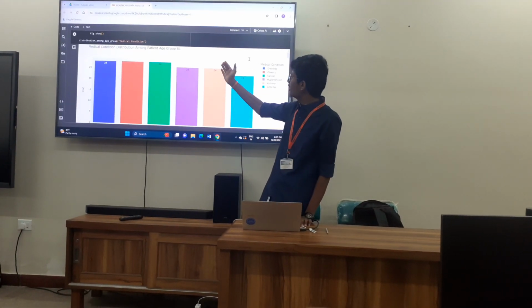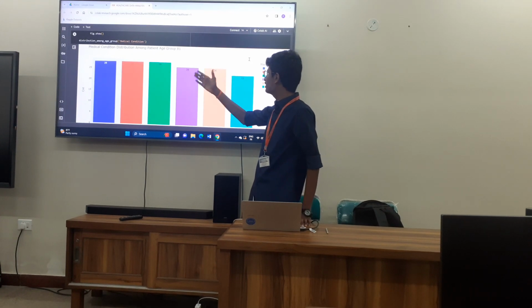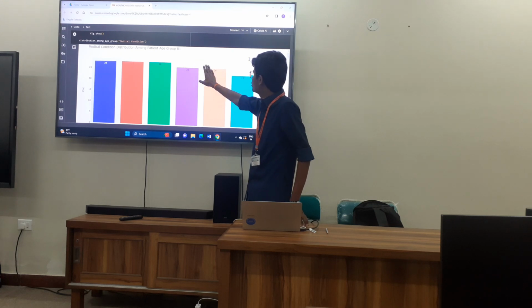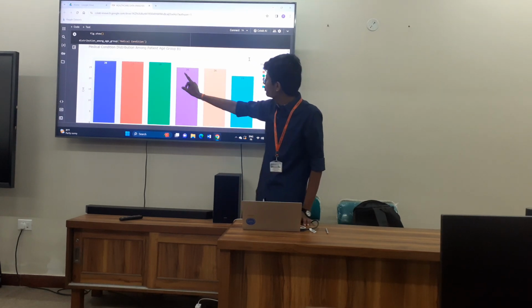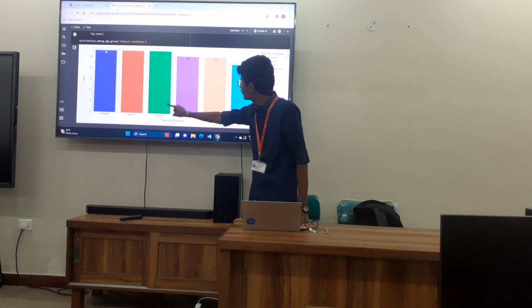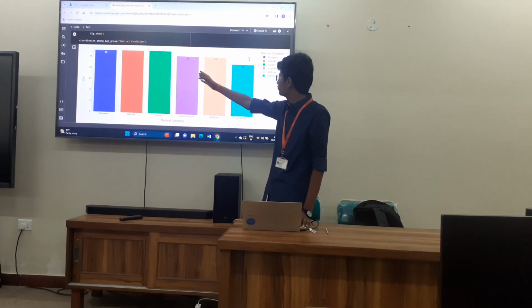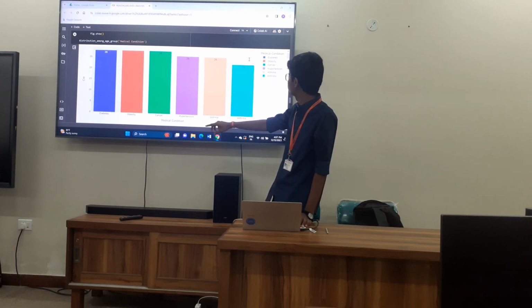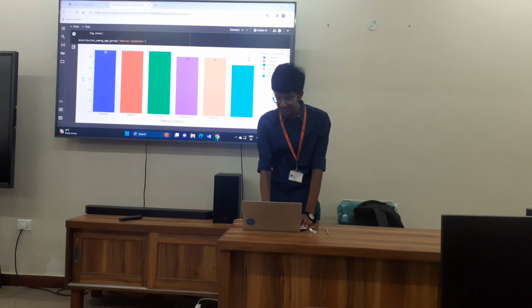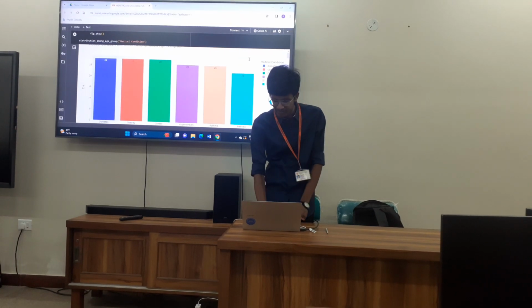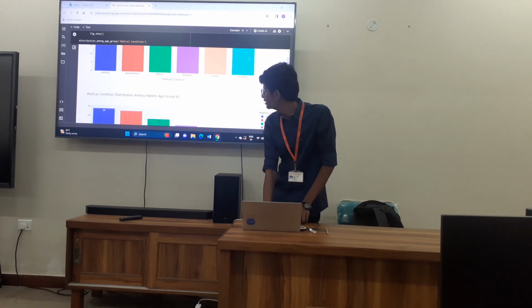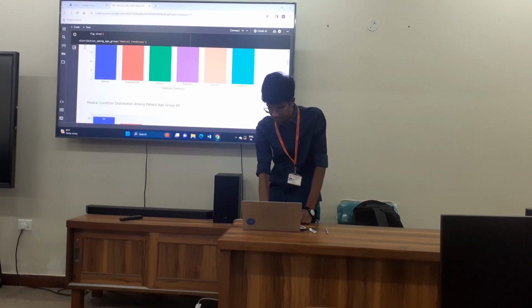Here I have tried to analyze the medical condition distribution among a particular age. I have analyzed the age group 81. 28 people are suffering from diabetes, and 28 from obesity. Cancer is 28, hypertension is 26, asthma is 26, and arthritis is 23. This is the analysis of age group 81. These are the various age groups; you can see 35, 61, and so on.